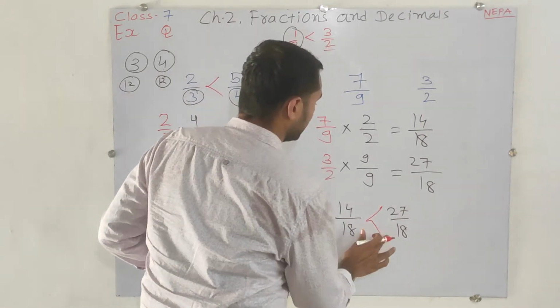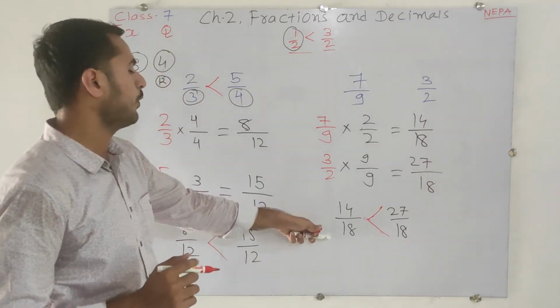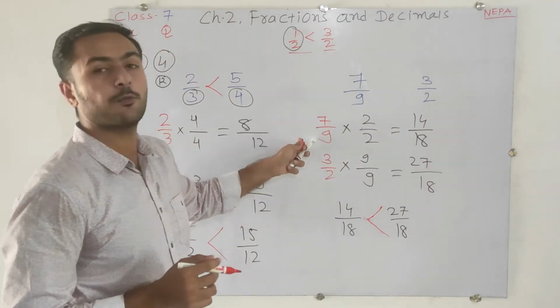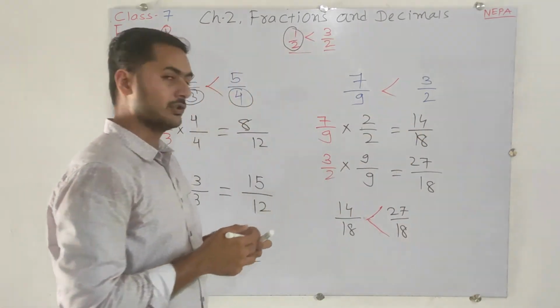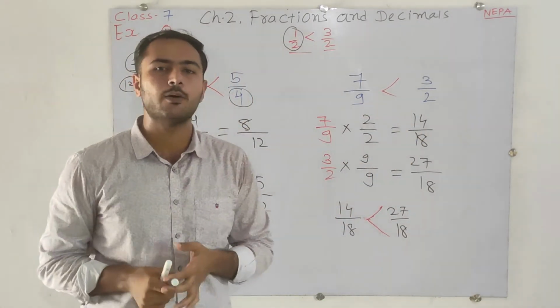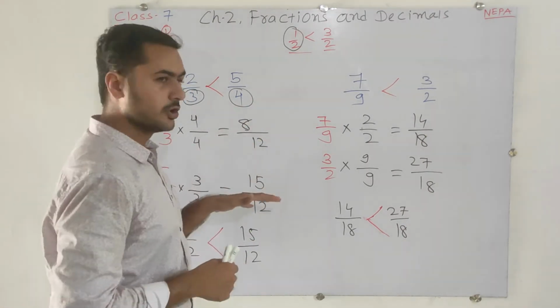It means I will place the less than sign. Now 14 upon 18 means 7 upon 9. So 7 upon 9 is less than 3 by 2. Okay, so this is how we can compare the numbers. This is all about that. Just pause the video and note it down.